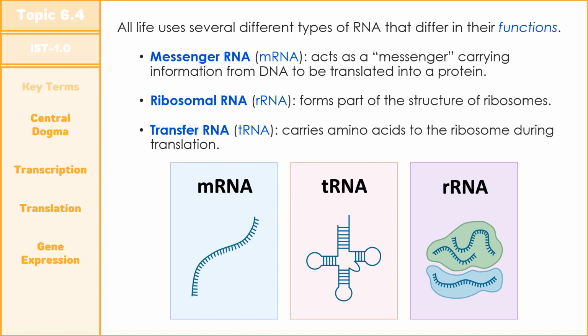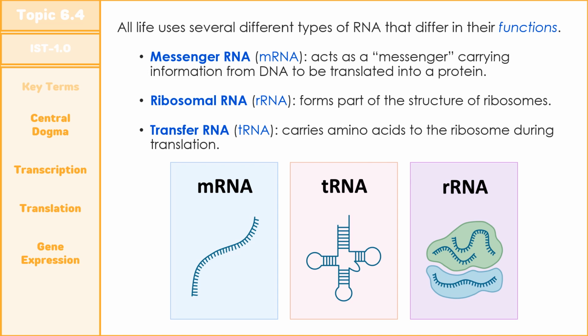Starting with messenger, this is the message. That is the information that was encoded from DNA. This is your usable copy. Ribosomal RNA forms part of the structure of ribosomes in conjunction with some other proteins. And then transfer RNA is going to carry amino acids from the cytoplasm to the ribosome and allow the formation of that amino acid sequence during the process of translation.